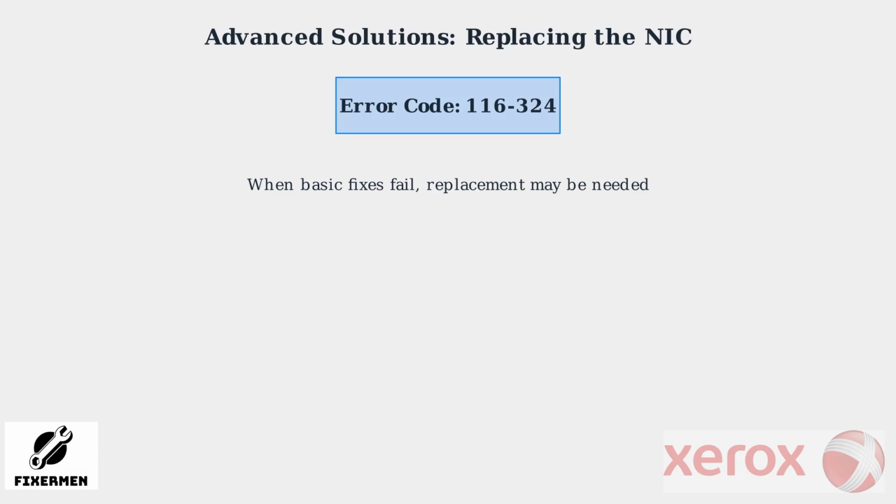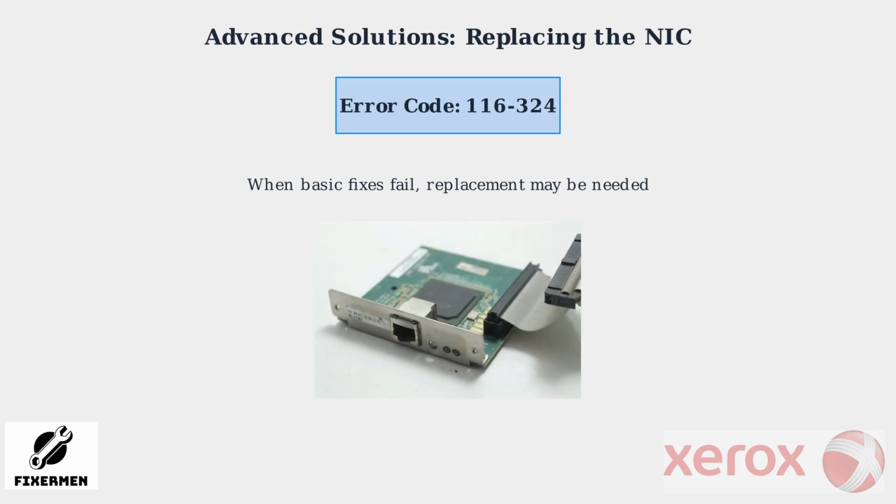The NIC is the Ethernet or wireless card that handles all network communications. Here's what a typical network interface card looks like. It includes the circuit board with chips and the metal bracket for mounting in the printer. Replacement involves swapping out the faulty NIC module. In some cases, the entire main control board may need replacement if the NIC is integrated.